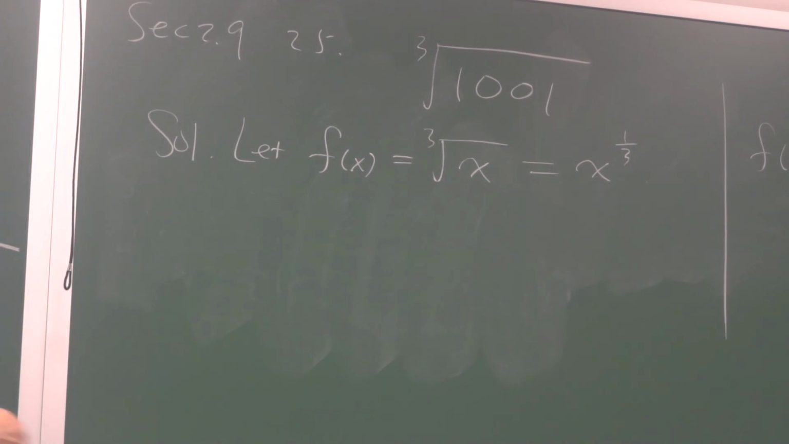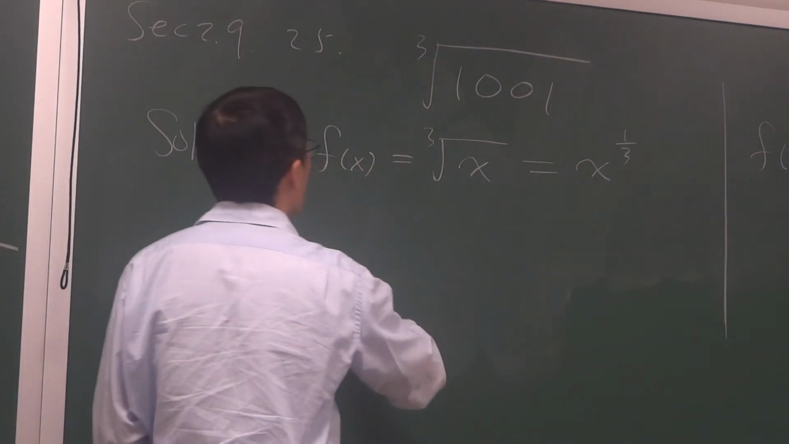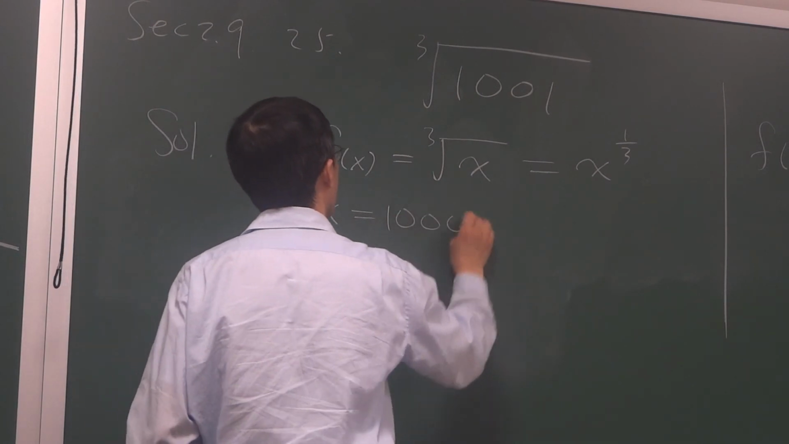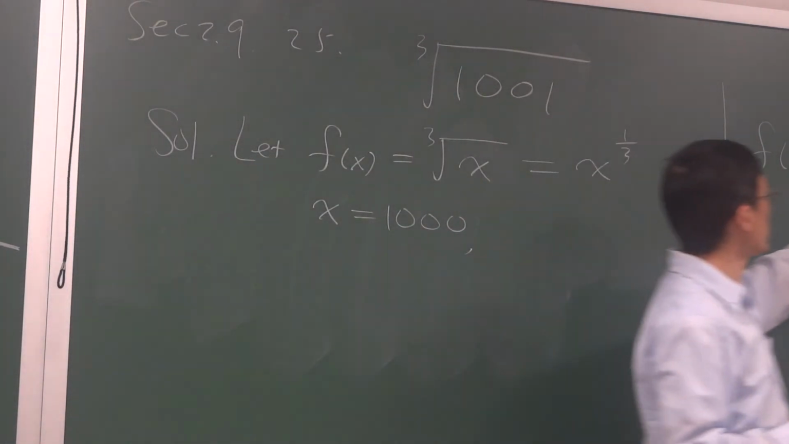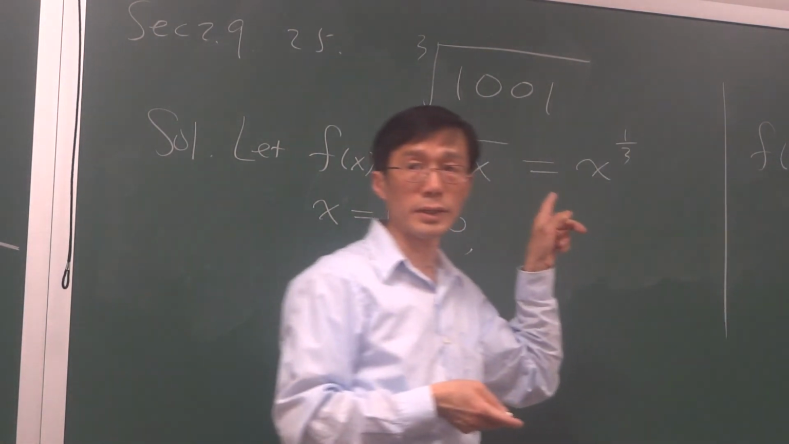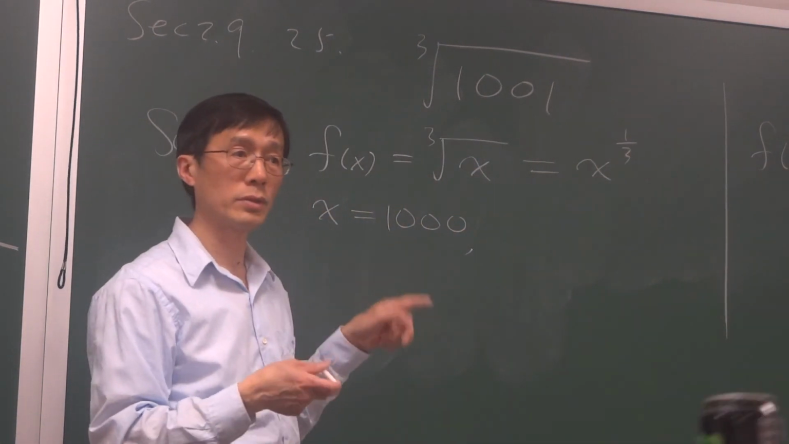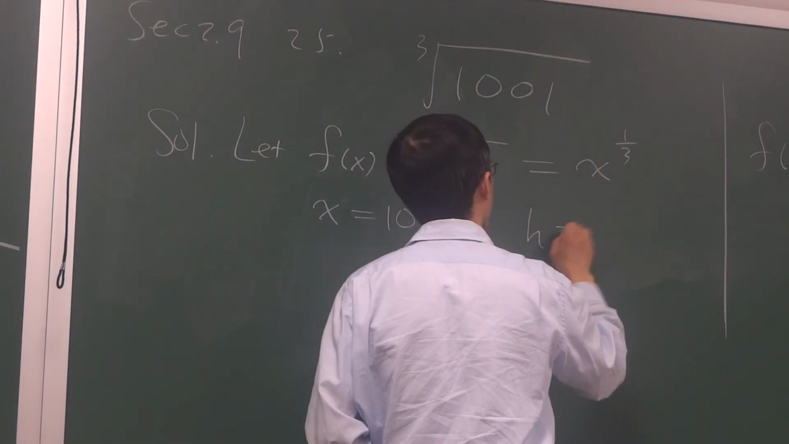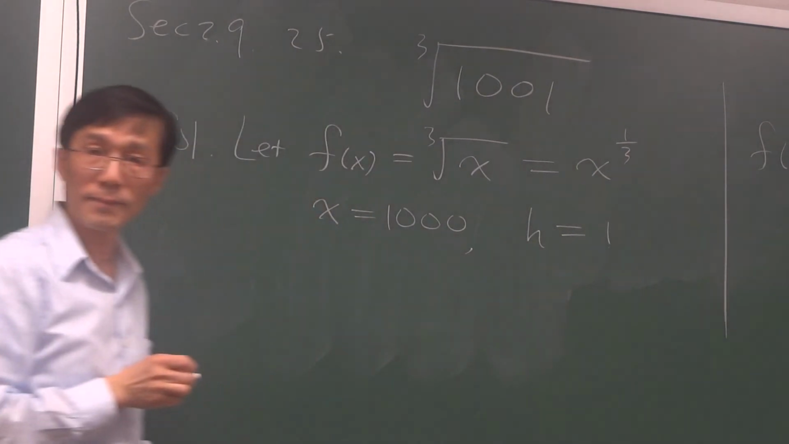Now we basically apply the formula here. The value of x is equal to 1,000. Usually you pick a good, nice, friendly number. In this case, it's 1,000. And then you pick h, which will give you the x plus h. So h is obviously equal to 1, yes?